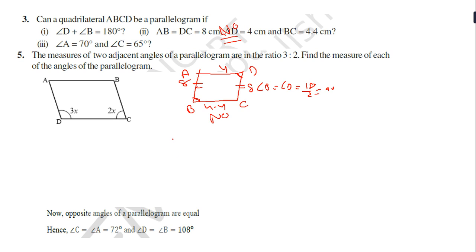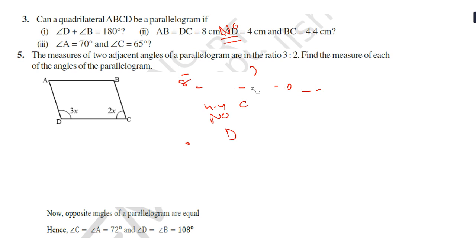Again, ABCD, A, B, C and D. So A 70 degrees. So here it is 65. It is also not possible. Now question number 5 is important for us. That is how we can solve, that is important.